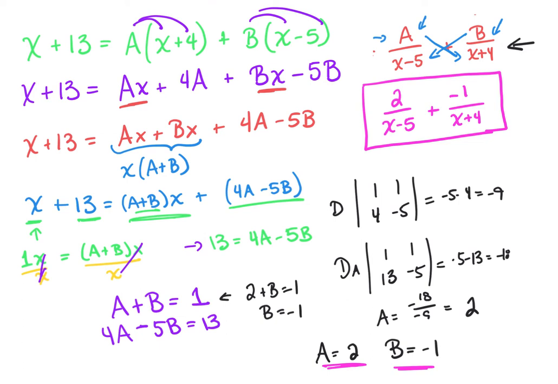Okay, my fourth step is to set the numerators equal to each other. Let's see if it'll let me get rid of just that.